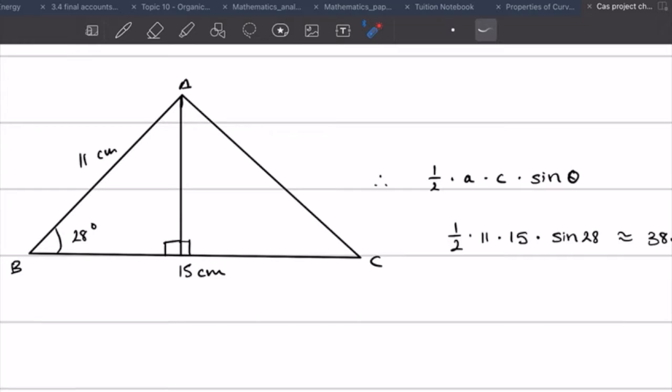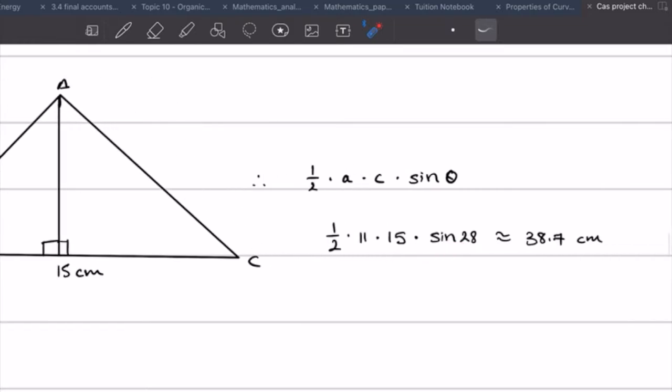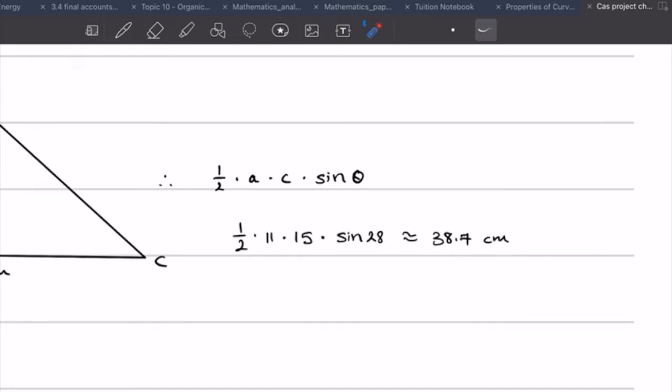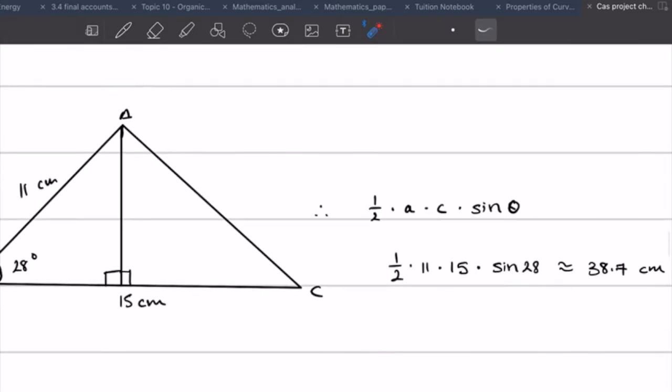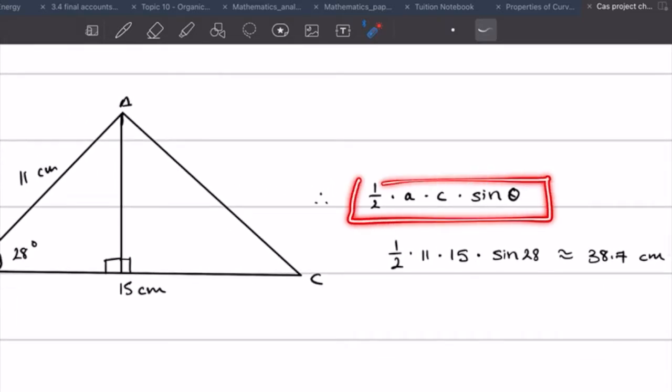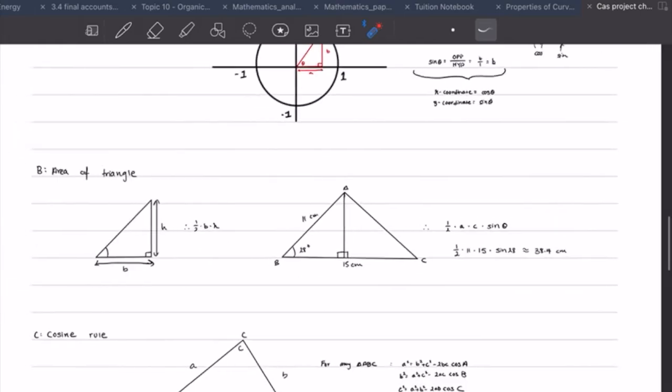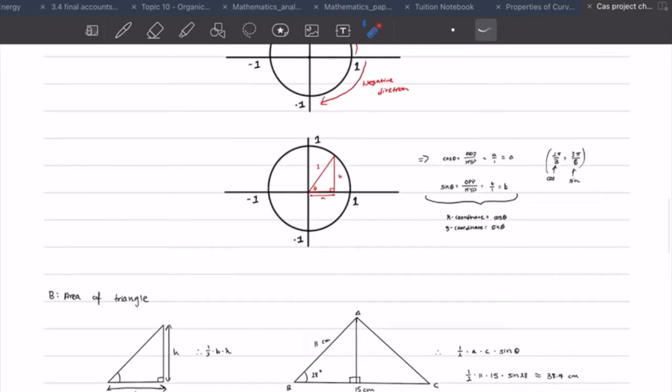So in this case it will be half times 11 times 15 times sine of 28, which approximately gives us 38.7 centimeters as its area. So this is what you have to do when you have a non-right angle triangle. Now again, this is just a formula. We can expand further on this, and now we're going to look at what the cosine rule is, which is the next subtopic.